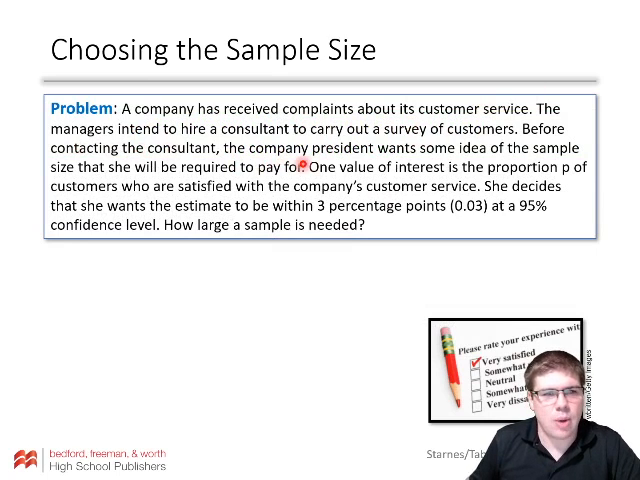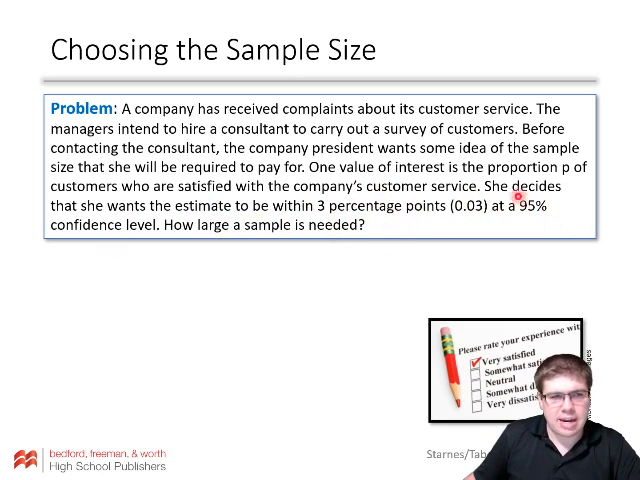So, an example problem. A company has received complaints about its customer service. The managers intend to hire a consultant to carry out a survey of customers. Before contacting the consultant, the company president wants some idea of the sample size that she will be required to pay for. One value of interest is the proportion, p, of customers who are satisfied with the company's customer service. She decides that she wants to estimate it to be within 3 percentage points, so that's our margin of error, at a 95% confidence level. How large of a sample is needed? That's all we need to do this calculation.